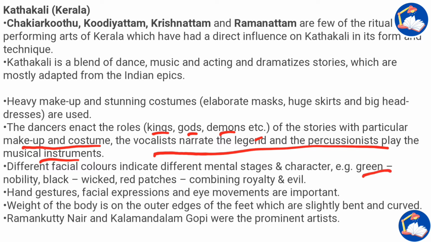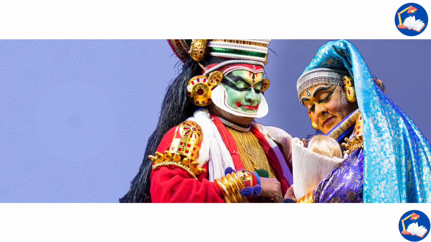For example, green represents nobility. Black, wicked. Red patches combining royalty and evil. Hand gestures, facial expressions, and eye movements are very important. Weight of the body is on the outer edges of the feet, which is slightly bent and curved. Ramankutty Nair and Kalamandalam Gopi were the prominent artists. Okay, I have shown you the image of Kathakali.